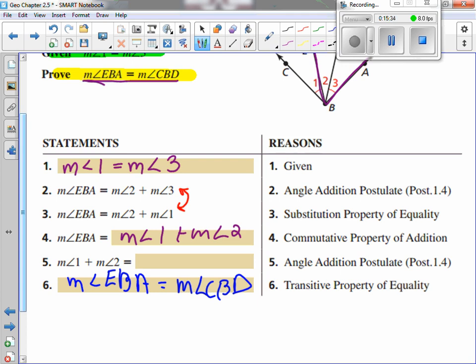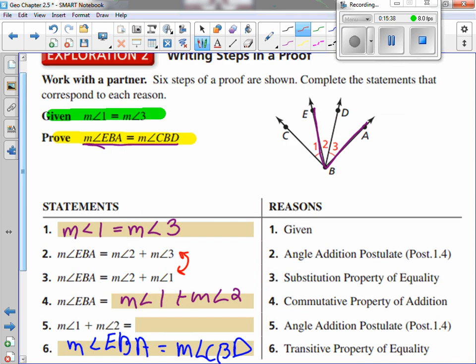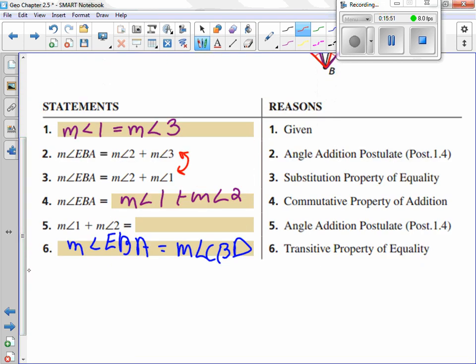Now, what do we know about the measure of angle CBD? Well, it's adding what? This angle and this angle, yes? So the measure of angle 1 plus the measure of angle 2 is equal to the measure of what? Angle CBD, yes? And that would be it.